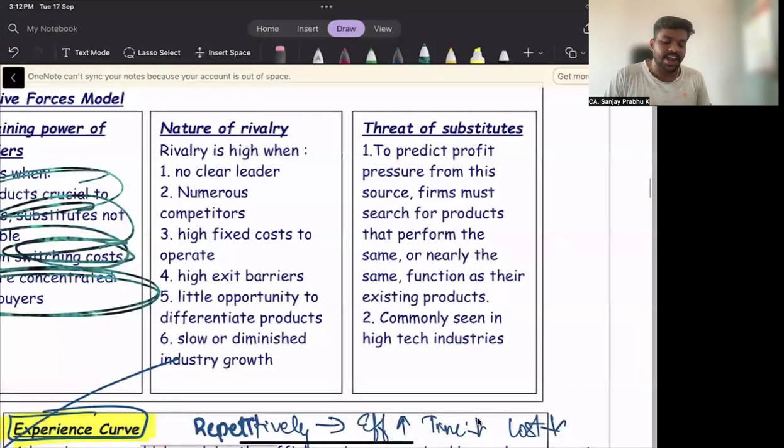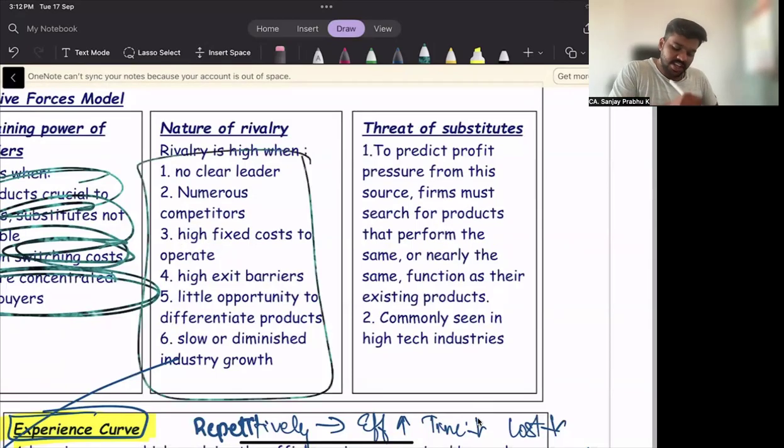Next comes nature of rivalry. What is the rivalry within the industry? This question is very, very important. Rivalry within the industry will decrease the industry profit. So when will the rivalry be high?